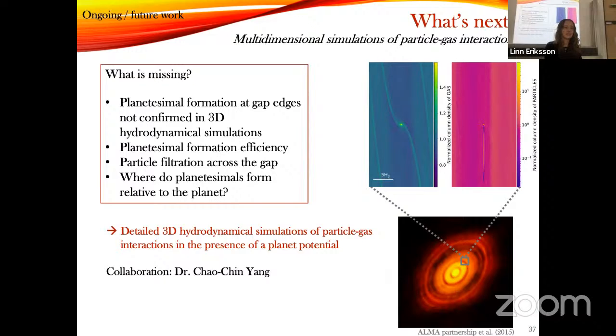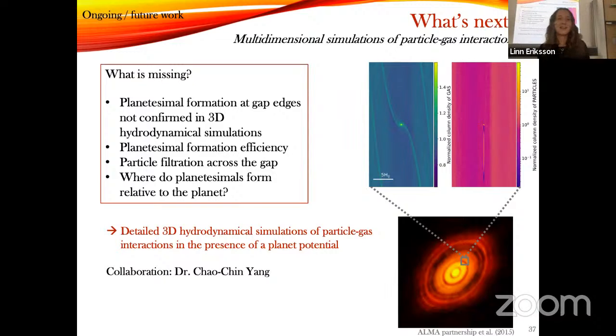Basically, what is missing in this picture? The first and really obvious one is that even though our work and others' work suggest that probably there is planetesimal formation at gap edges, this has not actually been confirmed in 3D hydro simulations. So no one has done this. So this is the first thing that someone really needs to do.